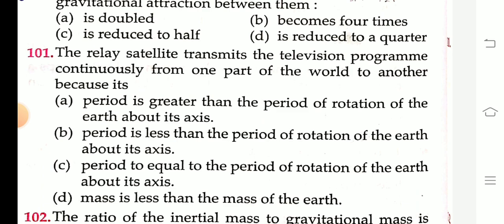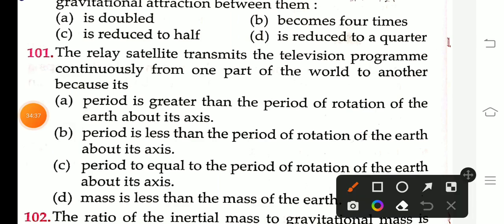The relay satellite transmits the television program continuously from one part of the world to another because its period is equal to the period of rotation of the earth about its axis.